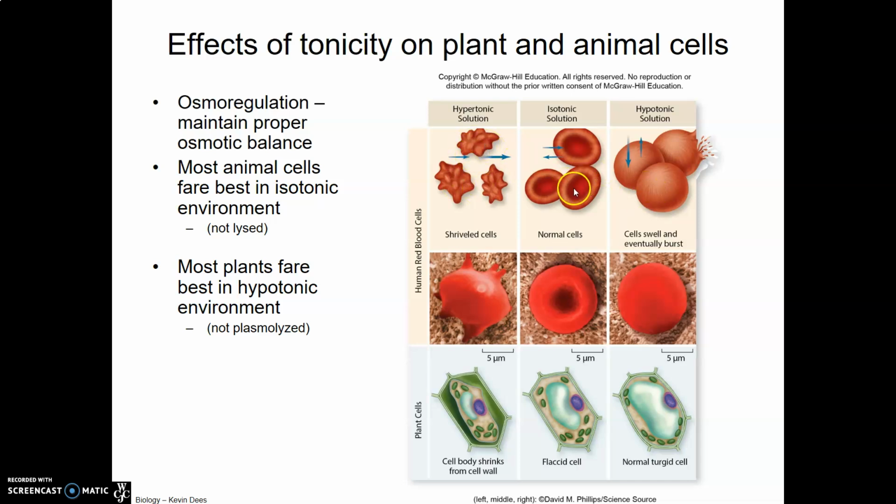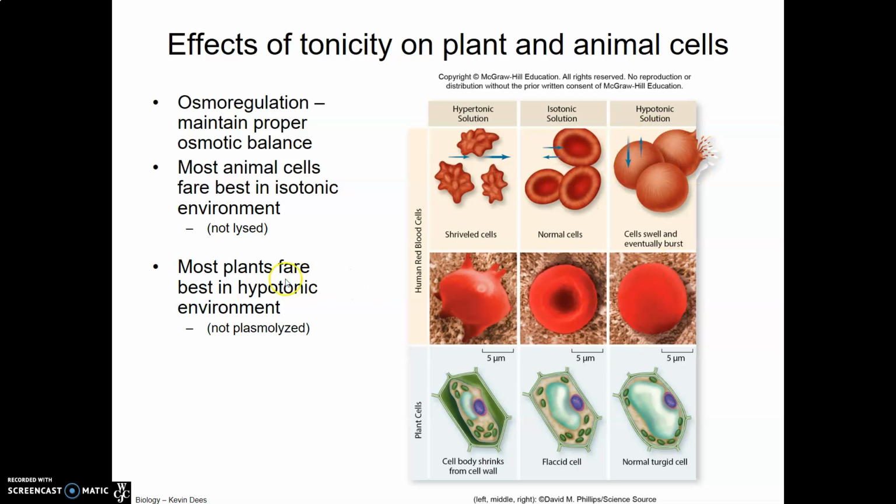If we put an animal cell in a hypotonic solution, then we see water move from the solution into the animal cell. And because there's no rigid cell wall there, the animal cells could burst, and we call this cell lysis. So again, animal cells tend to prefer an isotonic environment.